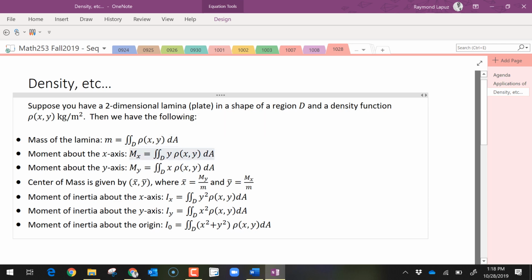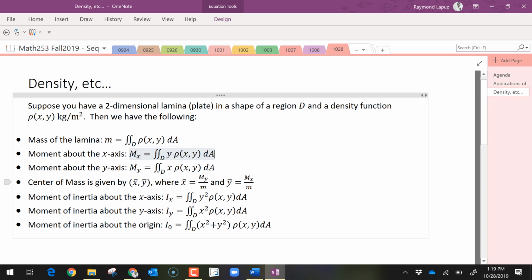And then there are the moments also. I think this is the first moment with respect to x, the x-axis, and with respect to the y-axis. Notice that the x and y are changed. And then the center of mass, we'll see when we look at the statistics portion how it relates to the mean. That's what the x bar really is, the mean. It's going to be m sub y over m. That's the center of mass.